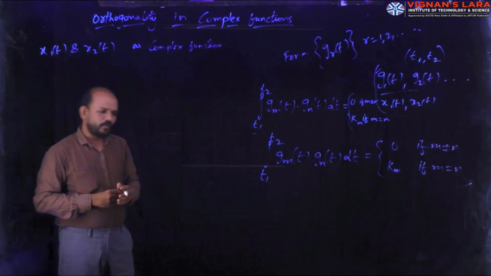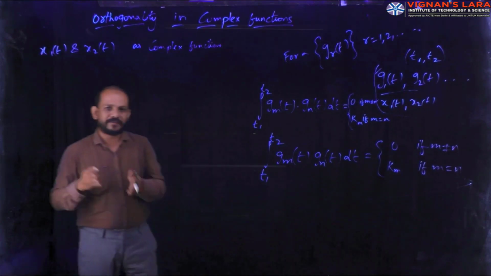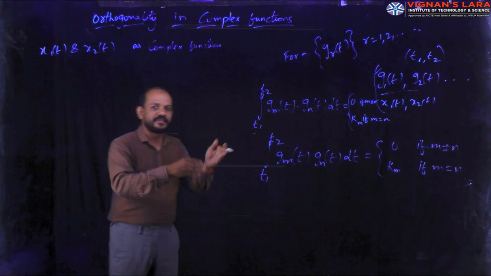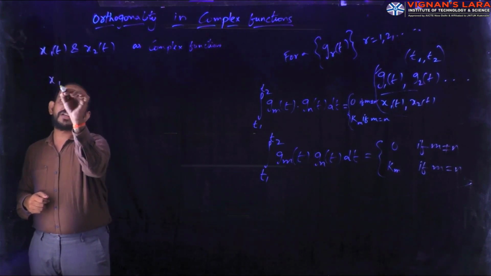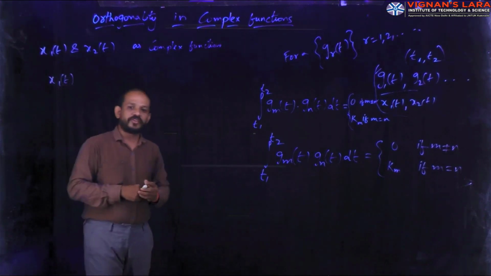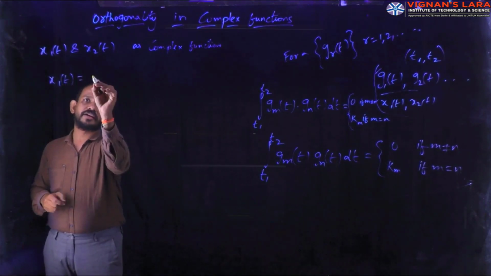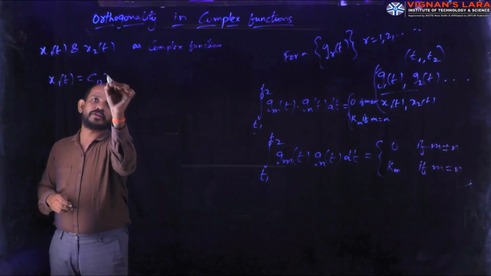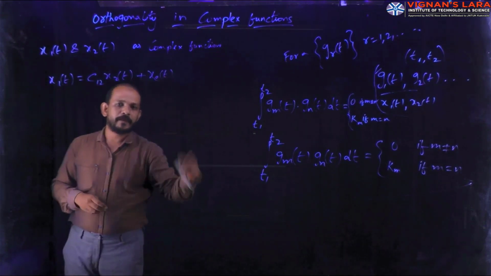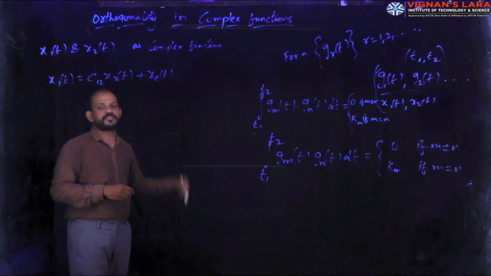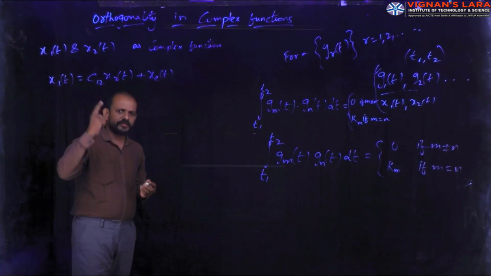This is the general way of what I did for real functions. In real functions, when I want to represent one signal in terms of another signal, what did I do? I can represent x1 of t in terms of x2 of t as an approximation: x1 of t equals some constant, I consider the constant as c12, times x2 of t, plus some error signal, that is, the error function. Are you clear?